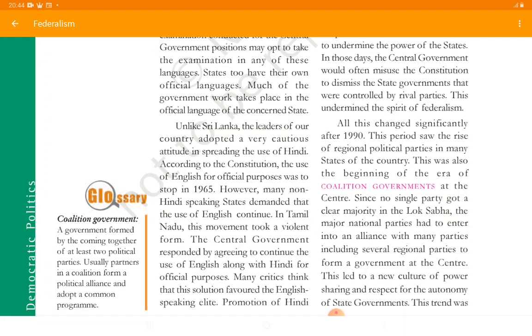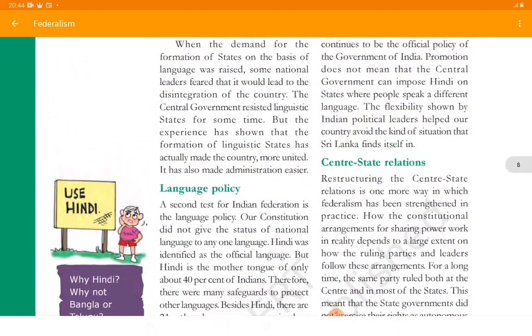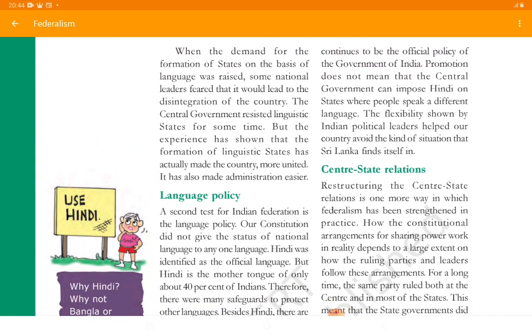Promotion of Hindi continues to be the official policy of the government of India. Promotion does not mean that the central government can impose Hindi on states where people speak a different language. The flexibility shown by Indian political leaders helped our country avoid the kind of situation that Sri Lanka finds itself in. We saw how there the Sinhalese dominated over the Tamils, Sri Lankan and Indian Tamils, but here it is not like that. The government continues to promote Hindi, but it has not been forcefully implemented on the states where people are not able to speak Hindi. They have their own freedom to speak their own languages. So that is why the second federation test is the language policy.